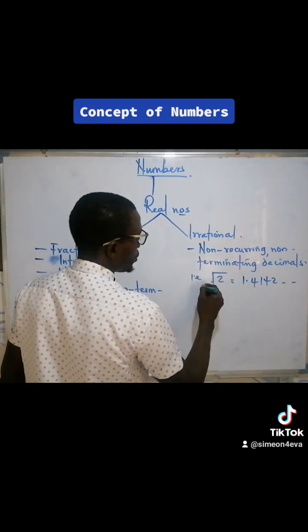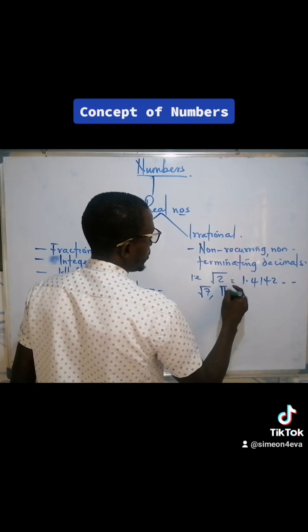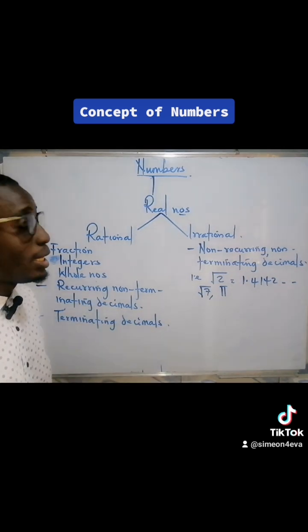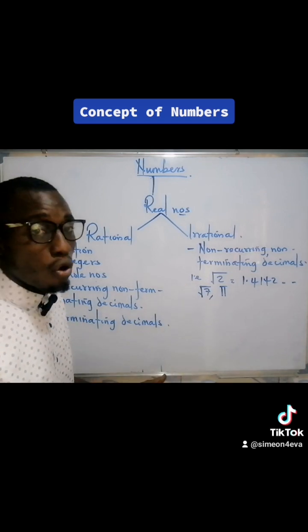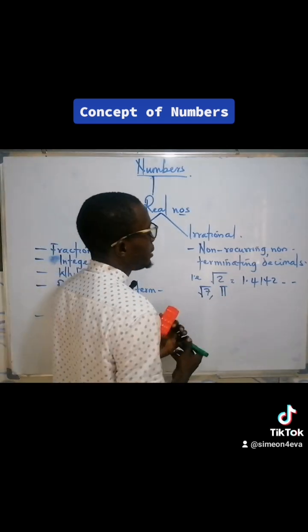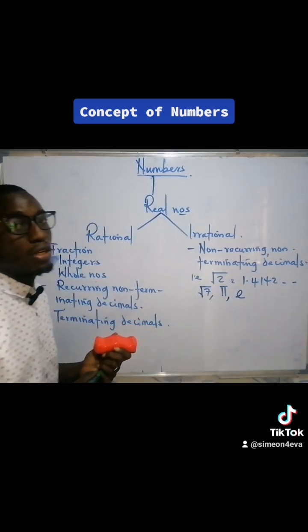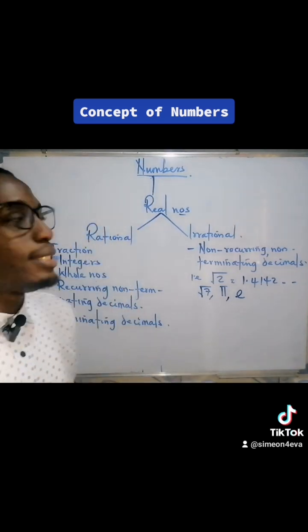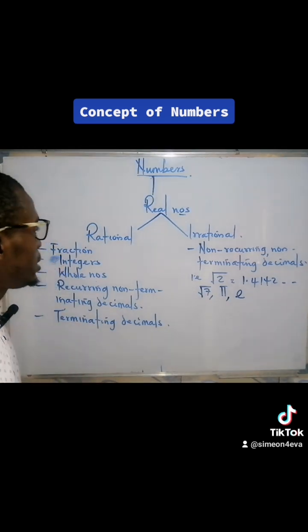Other examples of irrational numbers, we have root 7, we have pi. Remember, I said it when I introduced you to the concept of recurring and non-terminating decimals, that pi is used as 22/7 for convenience purposes, but the real pi is an irrational number. The exponent is an irrational number. If you just use your calculator and get these values, you realize that they produce non-recurring and non-terminating decimals.